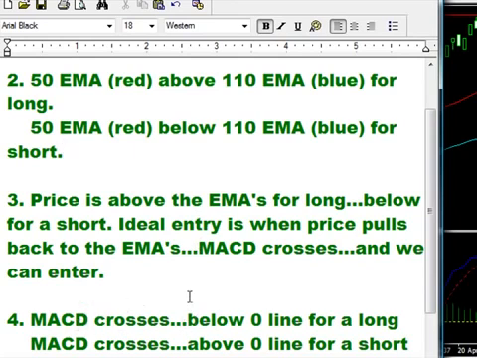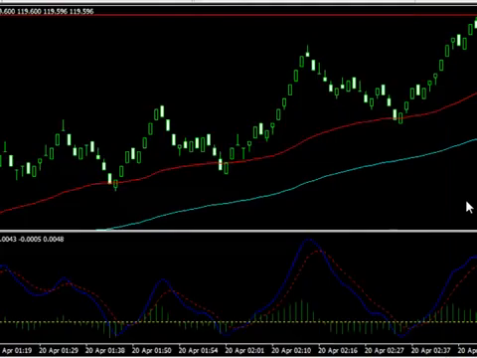And the last rule is the MACD. When they cross, it has to be below the zero line for a long and above the zero line for a short. And we'll go through those examples now.